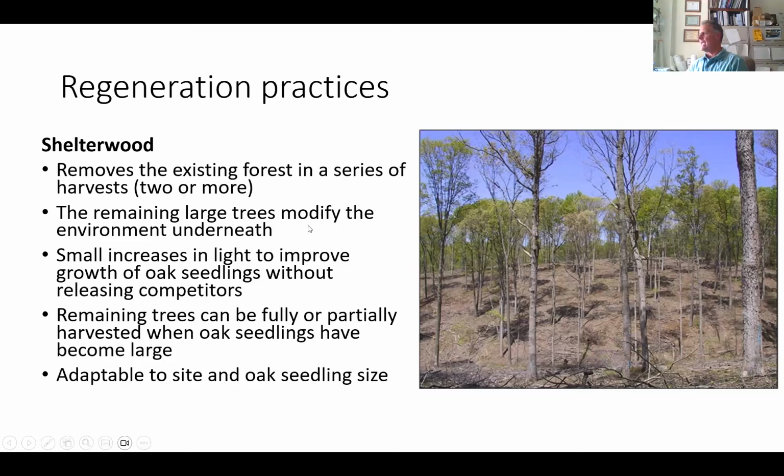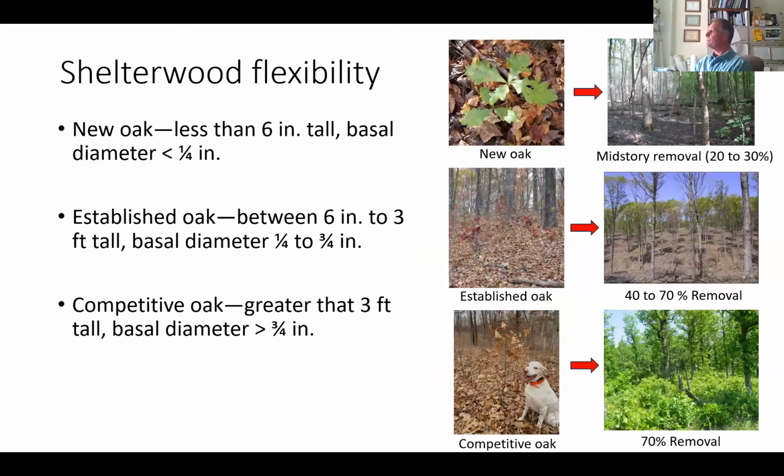The remaining trees can be fully or partially harvested when the oak seedlings have become large. So once we've determined that we have sufficient numbers of large advanced reproduction, we can go in there and remove more of those trees. I think I'll describe that this method is very adaptable to a variety of site conditions and oak seedling sizes that you may have in your stand. So I'll talk a little bit about shelterwood flexibility and show how we can use these shelterwoods in various ways to help grow competitive oak seedlings and then release them eventually through a final harvest.